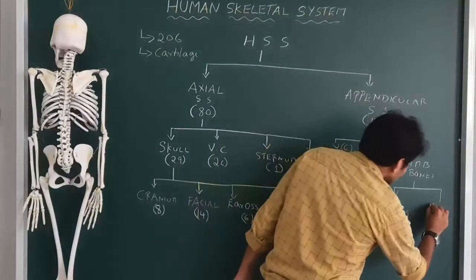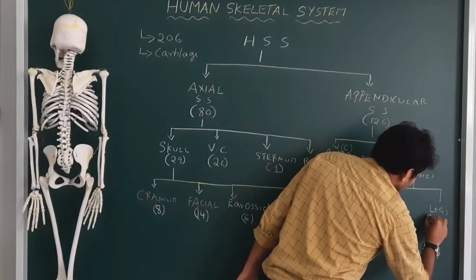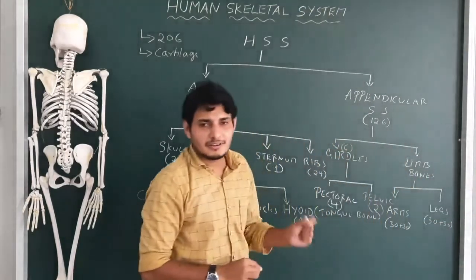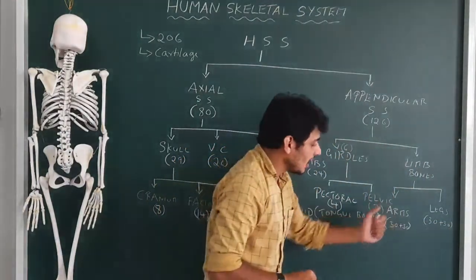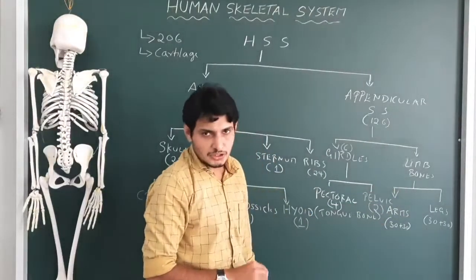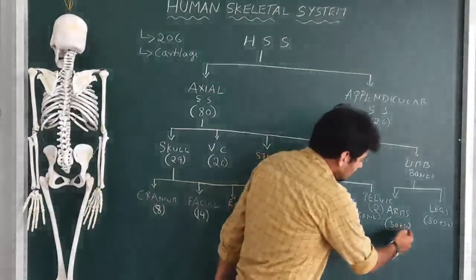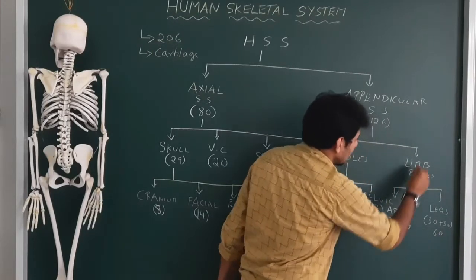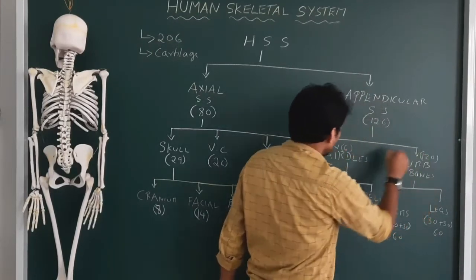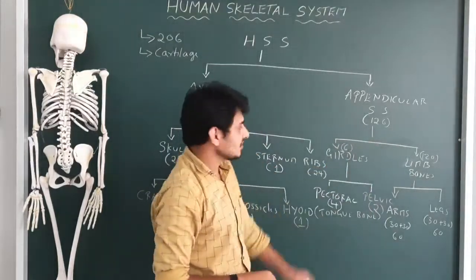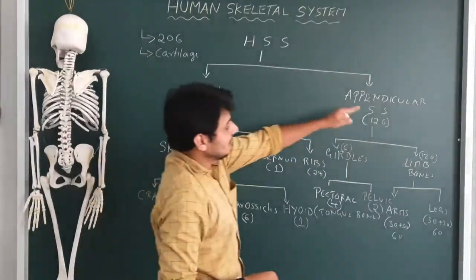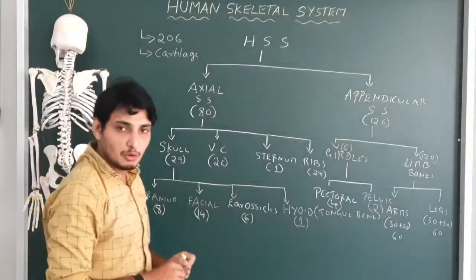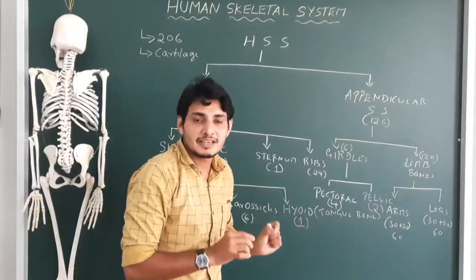Whereas the legs, again the same, 30 plus 30. There is a minor difference between the arm bones and leg bones. I'm going to deal with that later. So 30 plus 30 is equal to 60. Here also 60. That is 120. Let me write 120. So 120 plus 6 makes 126. If you count 80 plus 126, that is equal to 206. So these are the different bones present in the human skeletal system.